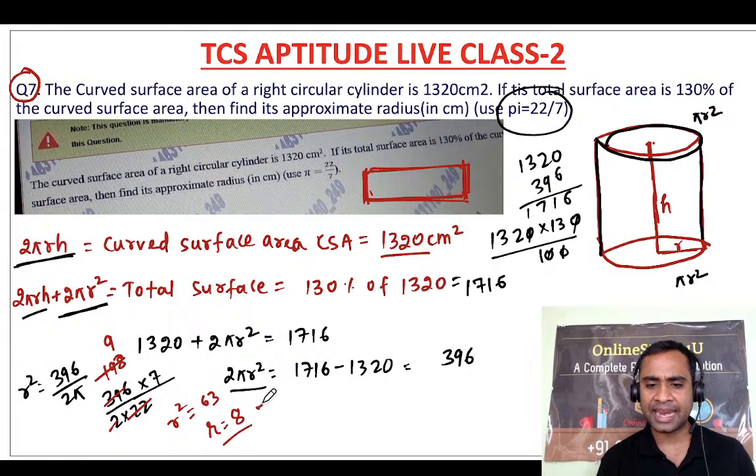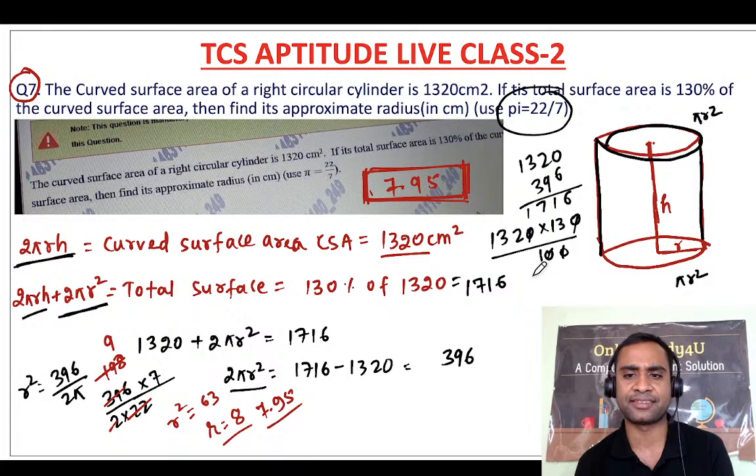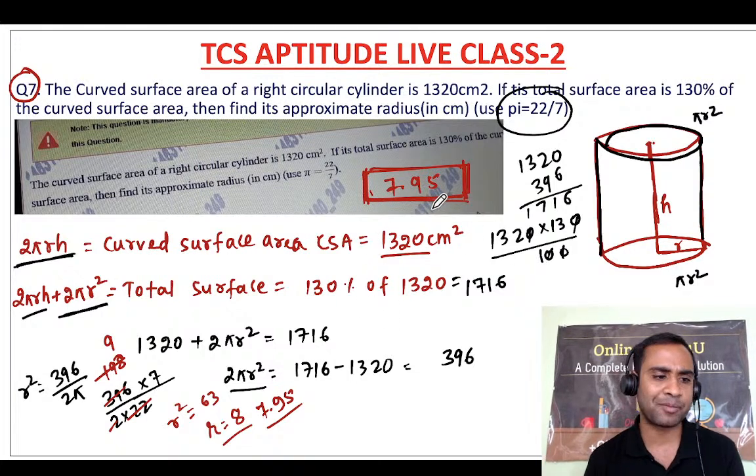So little lesser than 8. So you can say 7.95, something like this. So you could have put your value 7.95. Approximate radius. So approximate radius will be 7.95.